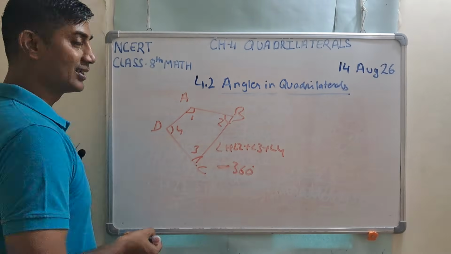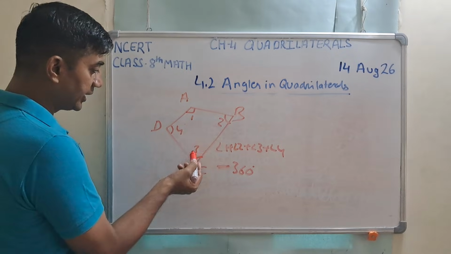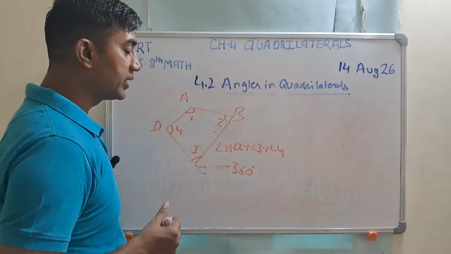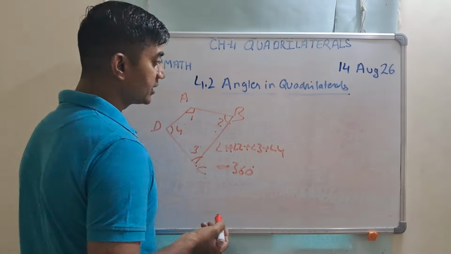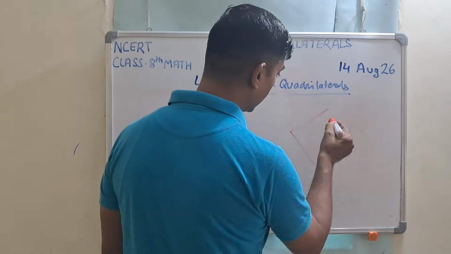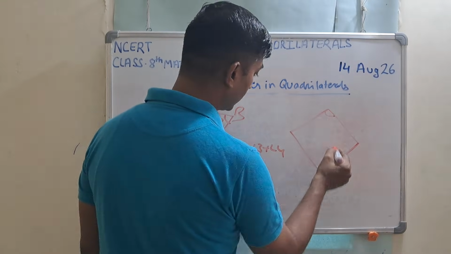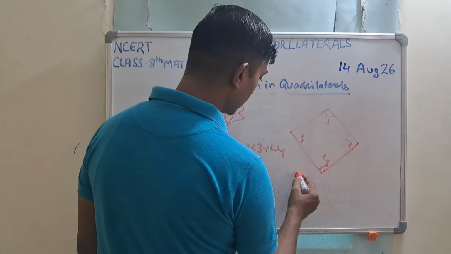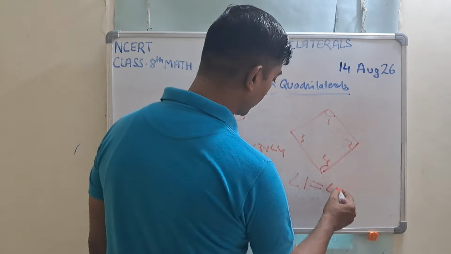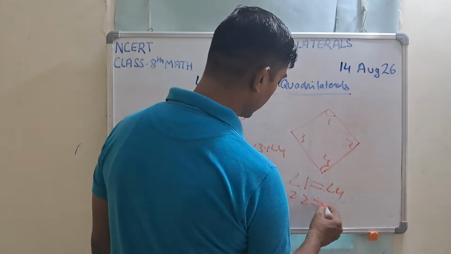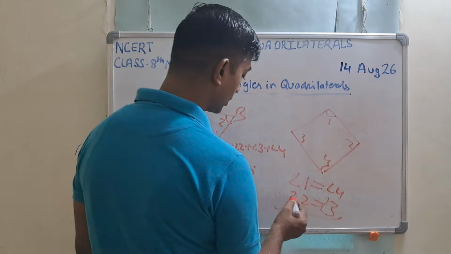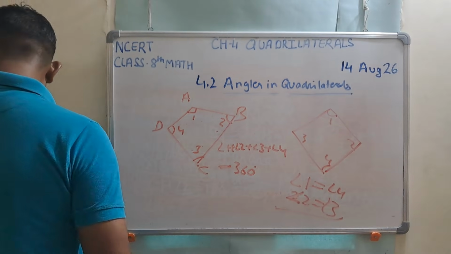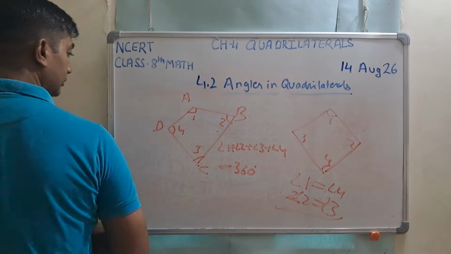The sum of the internal angles is 360 degrees, but there is no relationship between angles 1 and 4, 1 and 2, 3 and 4, and 3 and 2. But when we are dealing with a special type, a parallelogram, we establish a relation: if it is a parallelogram, then angle 1 is equal to angle 4 and angle 2 is equal to angle 3. Understood? This difference you have to keep in mind.